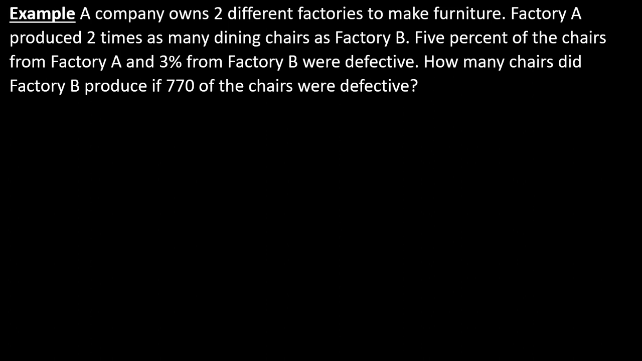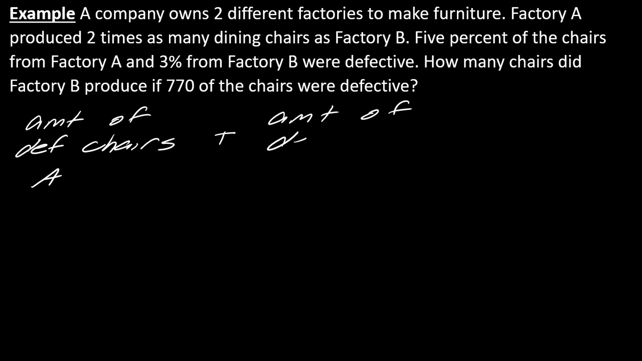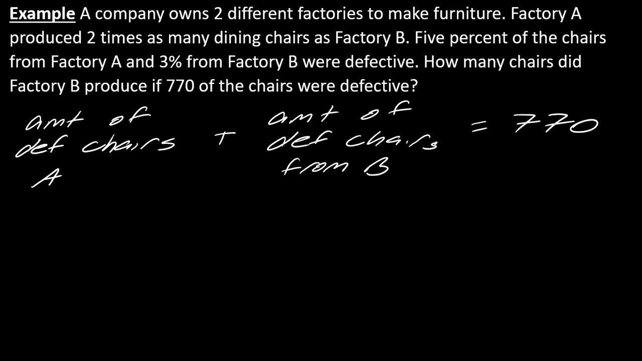So we still have a mixture here. This one's definitely a little tricky, but the first thing I want to do is think about what's the general structure. So we're talking about defective chairs, and we have these percents, 5% and 3%. So I know in this problem that the amount of defective chairs from A plus the amount of defective chairs from B, those come out to 770. So these amounts are going to be those percentages times the total amount of chairs that they make.